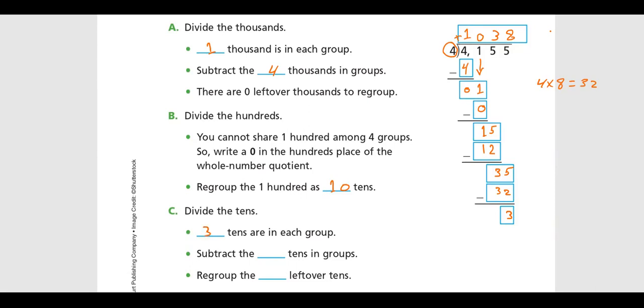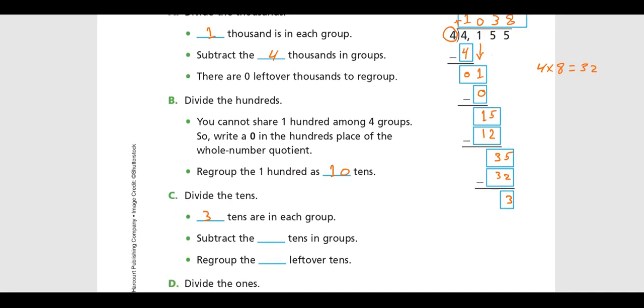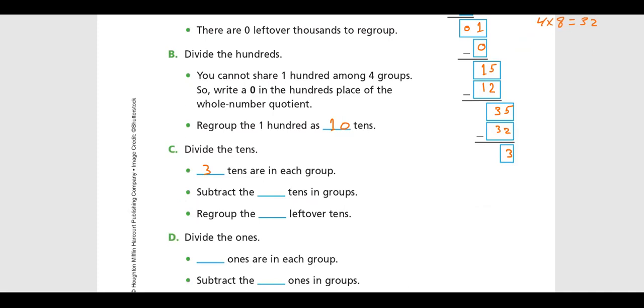Subtract tens. This 3 times 4 is 12. So subtract 12 from 15. So the remainder is 3. Regroup, left over is 3. Subtract the 12 tens in the group. Regroup, left over, it will be 3.